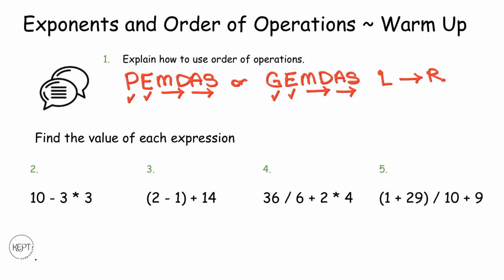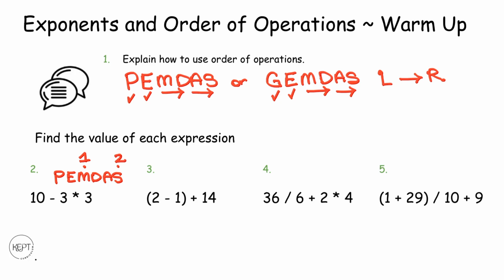Next, let's find the value of each expression. Question 2, 10 minus 3 times 3. The first thing we should do is write out our PEMDAS mnemonic to help us remember. In this problem, we have a subtraction and a multiplication. Because multiplication is furthest to the left, we do multiplication first, followed by subtraction second.